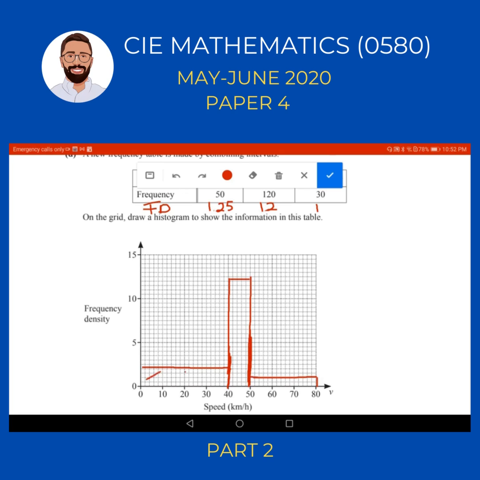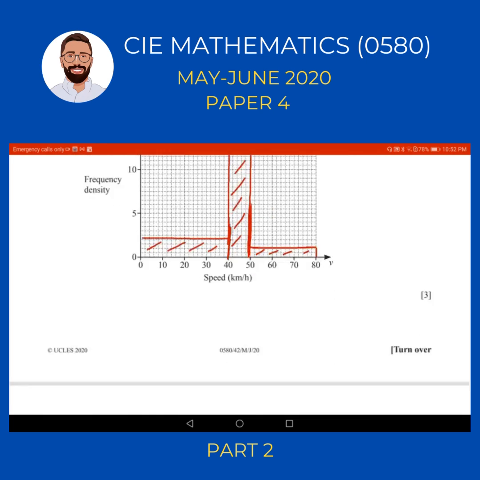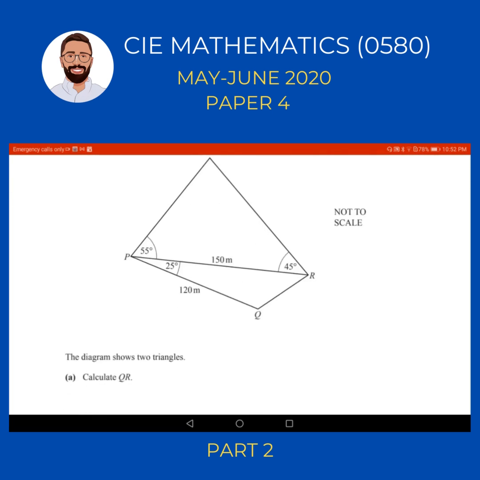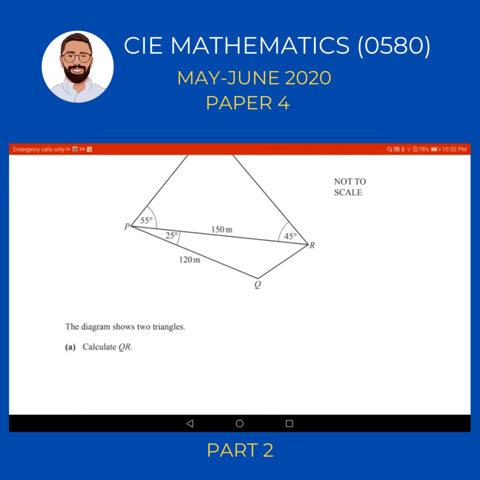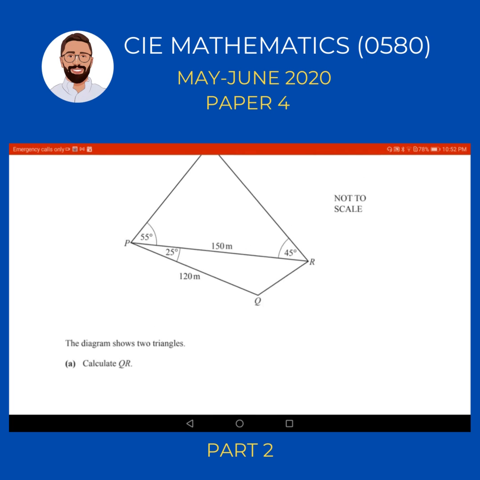So this is my histogram. Great. Now let's do question 4. So in question 4, it says the diagram shows two triangles, and in part A I need to find QR.